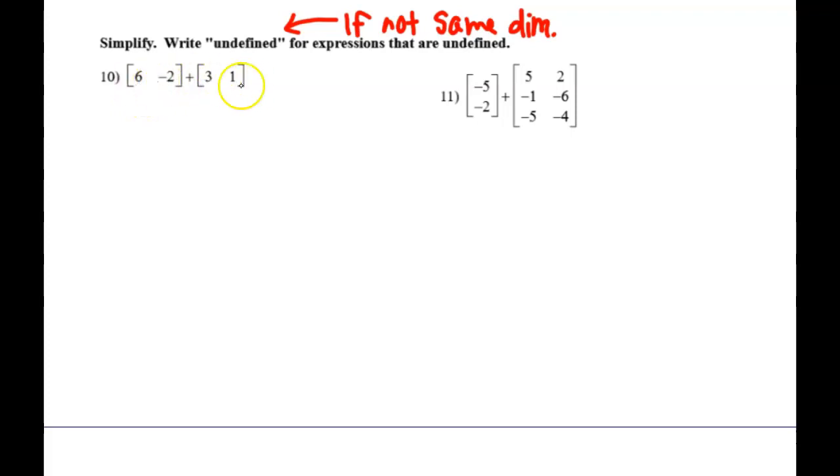So are these the same size? Yeah, so they are 1 by 2s, right? So we can add, and the size that's left would be a 1 by 2, and what would we get for the entries? The 6 would add to the 3 and we get a 9, and the -2 would add to the 1 and we get a -1.